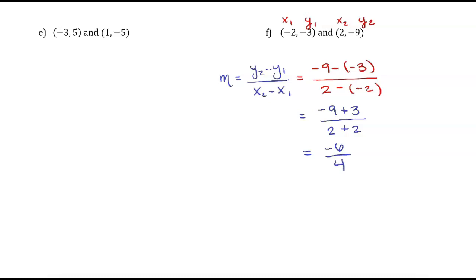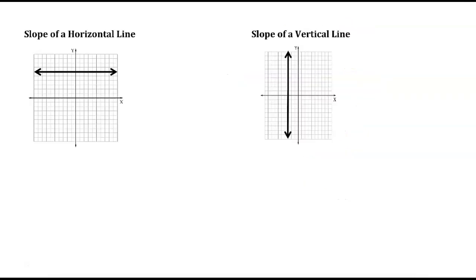Now we just need to simplify. Dividing these both by 2, we have -3/2. So the slope of the line between these 2 points is -3/2. That is, as we move from left to right on this line, we're going to go down 3 units for every 2 units of run to the right. Let's look at 2 special cases.